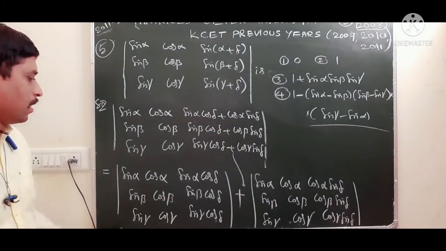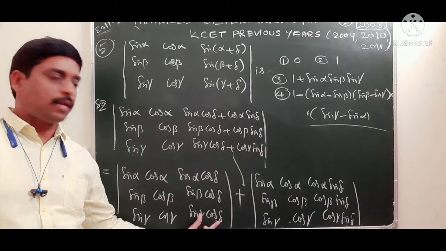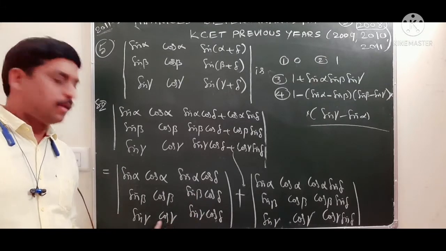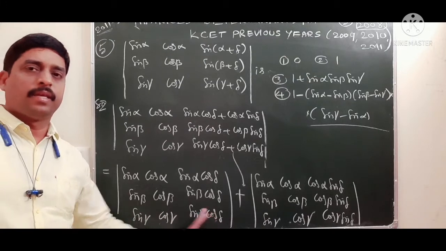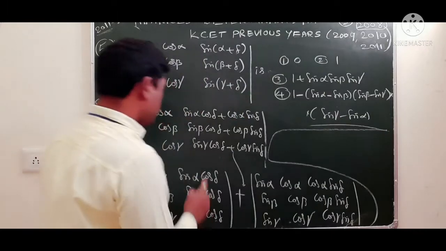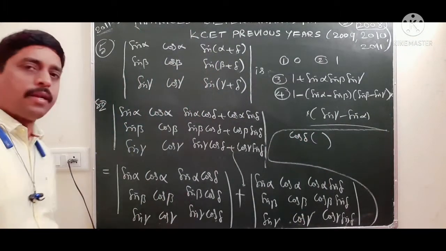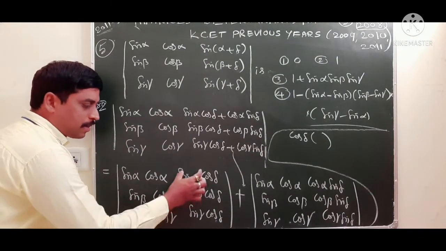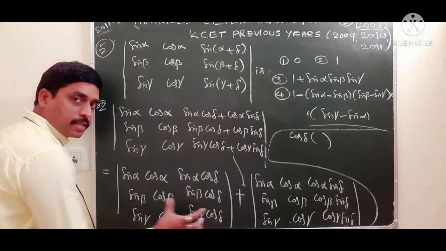Okay, clear? In this one, take cos delta out common from the third column. Sin alpha, sin beta, sin gamma, and sin alpha, sin beta, sin gamma. In this, C1 and C3, the first column and last column, are equal. So therefore cos delta into, let us observe the first and last column: sin alpha, sin beta, sin gamma, sin alpha, sin beta, sin gamma. If any two columns are equal, this determinant will be 0.